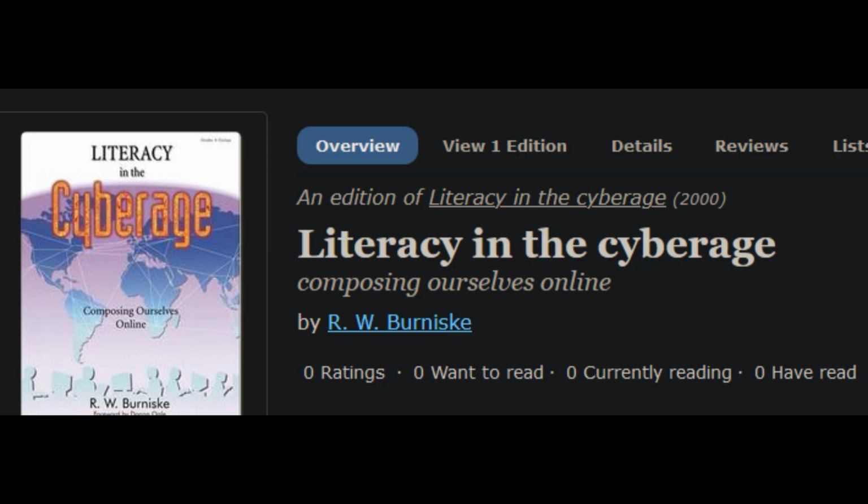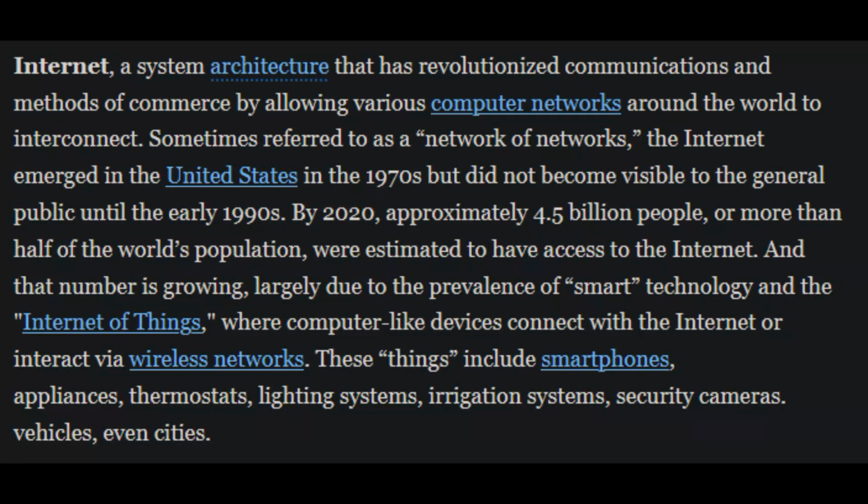Coming from Britannica.com, "Internet, a system architecture that has revolutionized communication and methods of commerce by allowing various computer networks around the world to interconnect, sometimes referred to as a network of networks. The Internet emerged in the United States in the 1970s, but did not become visible to the general public until the early 1990s. By 2020, approximately 4.5 billion people, or more than half of the world's population, were estimated to have access to the Internet. And that number is growing largely due to the prevalence of smart technology and the Internet of Things, where computer-like devices connect with the Internet or interact via wireless networks. These things include smartphones, appliances, thermostats, lighting systems, irrigation systems, security cameras, vehicles, and even cities."